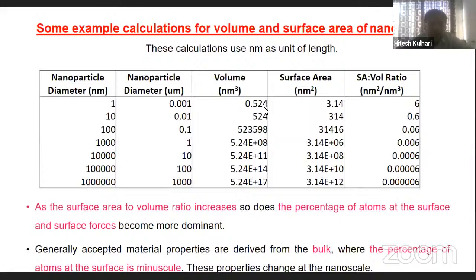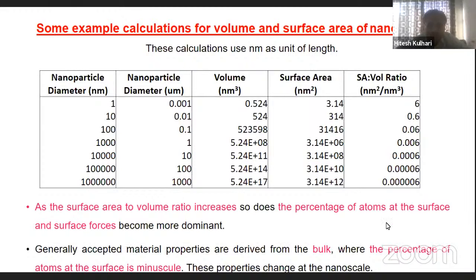On the other side, volume is also decreased, but if you look at the ratio, the surface area to volume ratio, for a particle which has a size of 1 micrometer, it is 0.006, but the surface area to volume ratio for a particle having a 1 nanometer size is 6. So you can see how significantly the surface to volume ratio is changing.